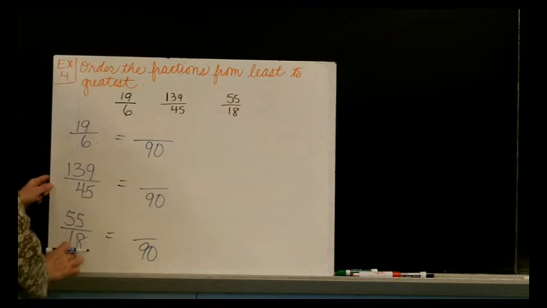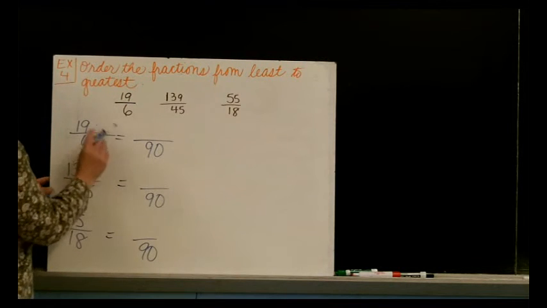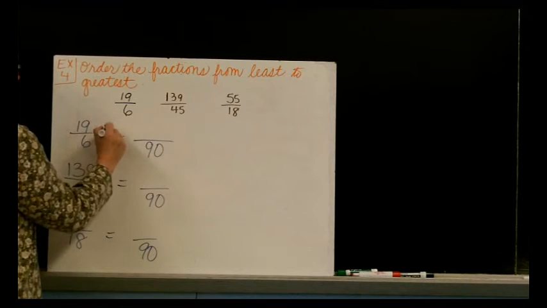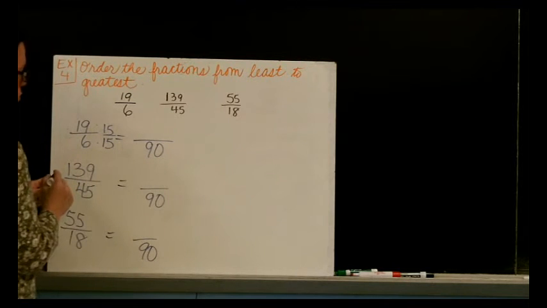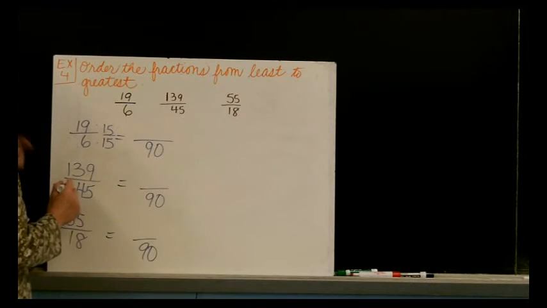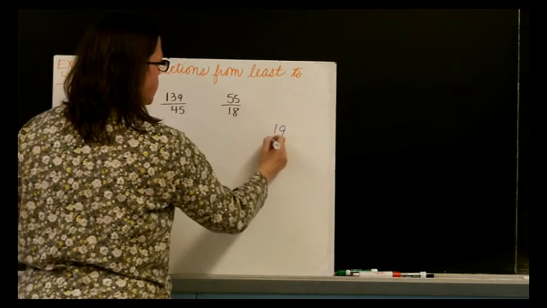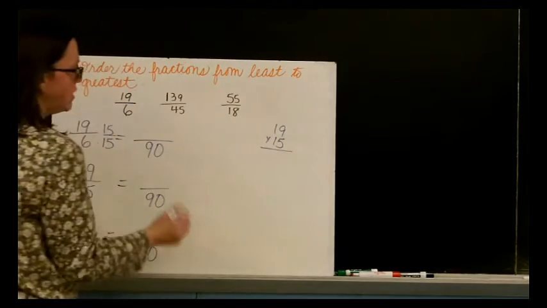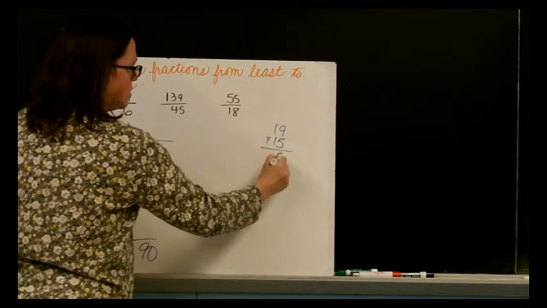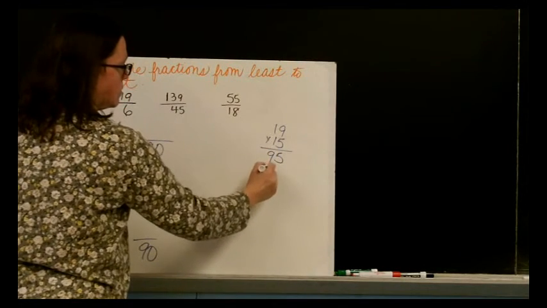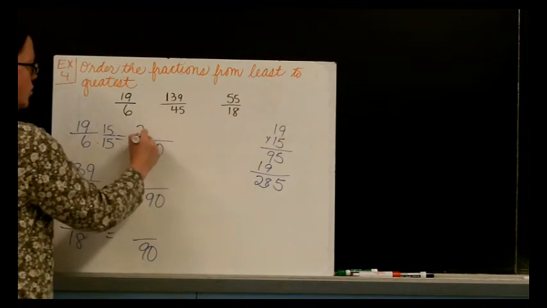Since each of these denominators is less than 90, we know that we are going to multiply every fraction by 1. 19 over 6 is going to be multiplied by 15 over 15 because 6 times 15 equals 90. And now what you're going to do is multiply over on the side of your paper, 19 times 15. No calculators. 5 times 19 is 95. Then we have 19. We get an answer of 285.